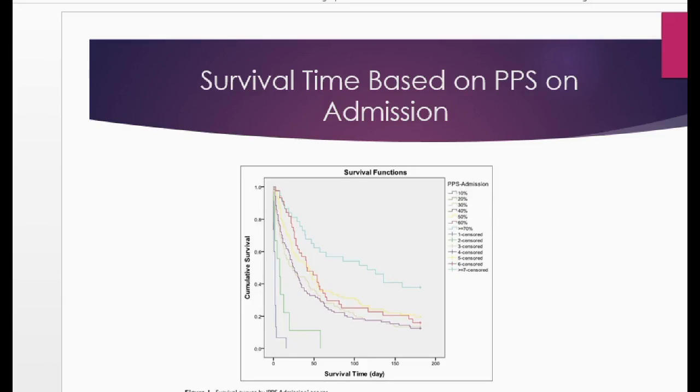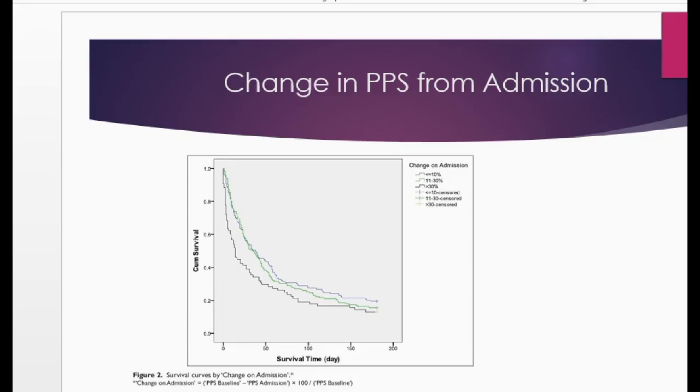And this other slideshow here shows a change in PPS from admission. So if you do it on admission, then you do it again in 2 months. If they have a change that's greater than 30%, it's highly predictive for having a bad outcome or for increased decline. So this top line up here is less than 10% change, and then 11 to 30% is the middle line, and this bottom line here is greater than 30% change in their PPS score from admission. So you can see that the greater change in their PPS score is more predictive of a decreased survival time.